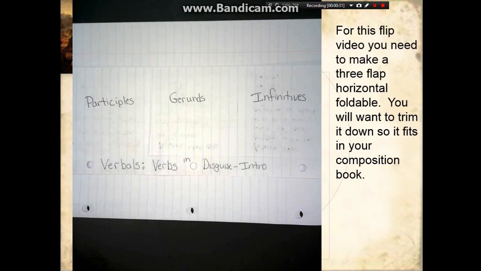So for this flip video, you're going to need to make a 3-flap horizontal foldable. You're going to want to trim the sides so it fits in your composition book. You're going to want to label it just like this one. Across the bottom, put verbals, verbs in disguise, intro. And your 3 flaps are participles, gerunds, and infinitives. You will become very comfortable with those words very soon. Pause the video, make the foldable, and then come on back.